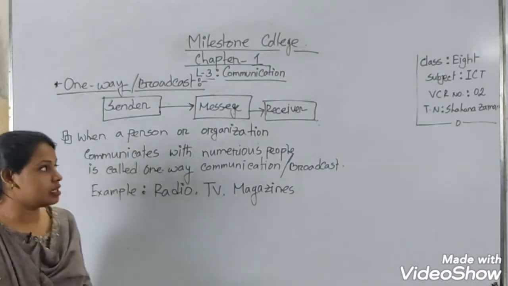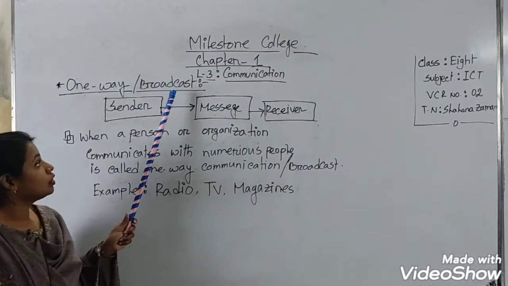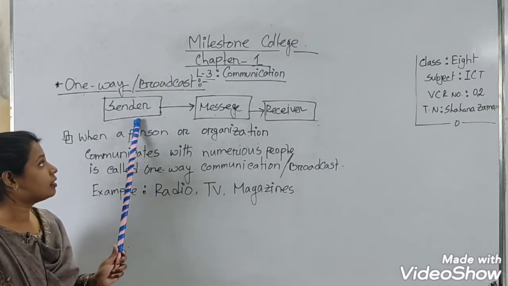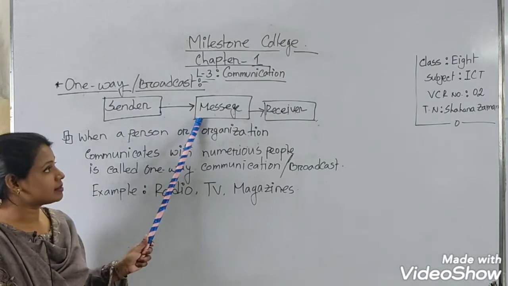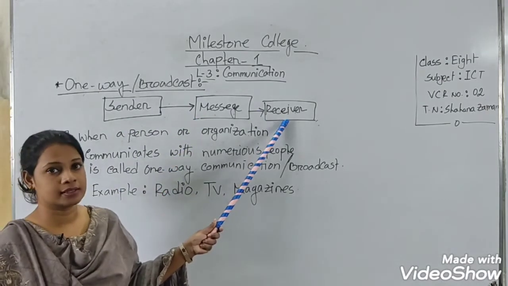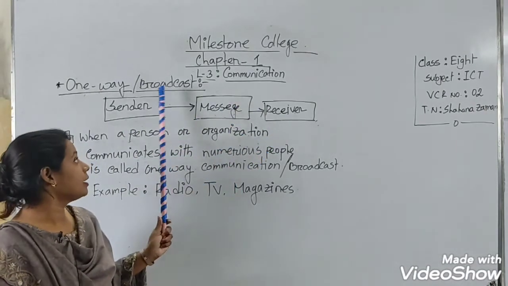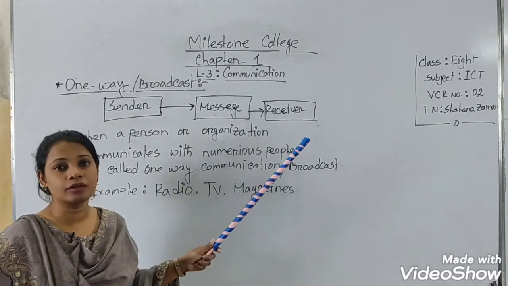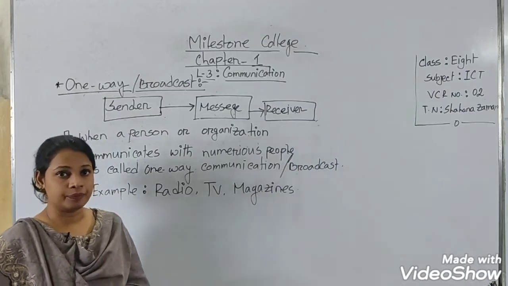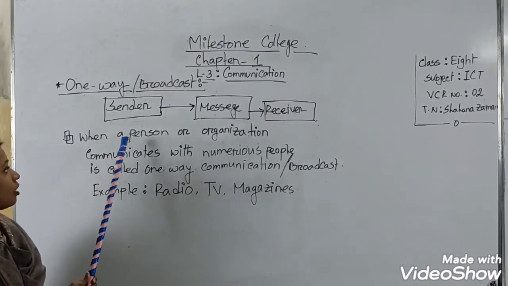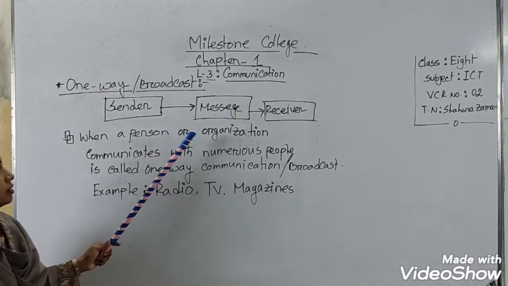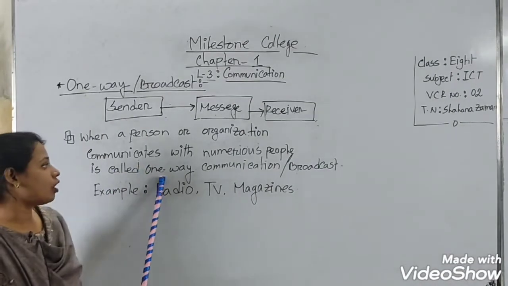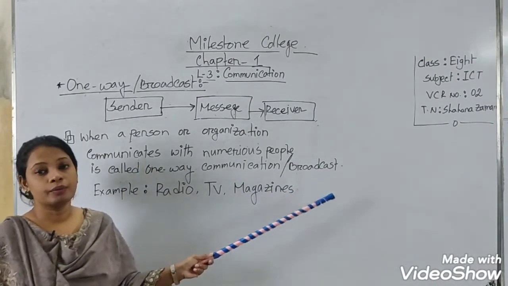First, one-way communication. Sometimes we call one-way communication broadcast. You see here that the sender sends a message and the receiver receives the message. That means at a time the sender can send the message, the receiver also gets the message, but they cannot respond here. Okay, let's check the definition. When a person or organization communicates with numerous people, it is called one-way communication or broadcast.